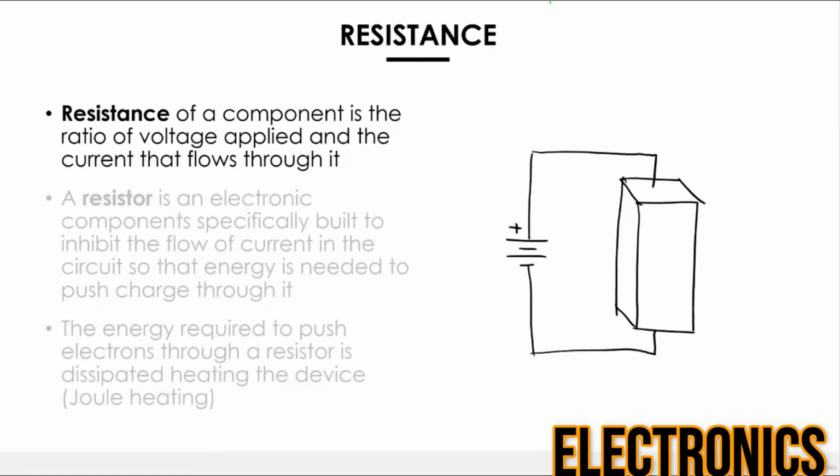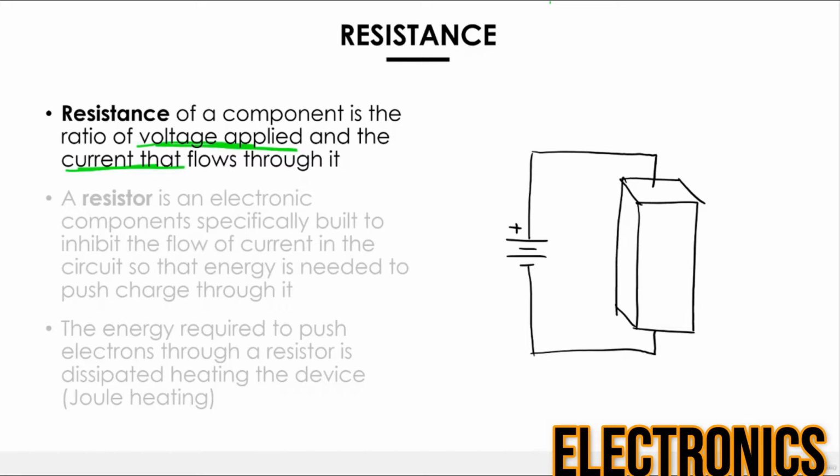What is resistance? The resistance of a component is the ratio of the voltage applied and the current that flows through it. So if you take a device, you apply a certain voltage to it, you measure the current that goes through it as a result, and you make the ratio between the voltage and the current, what you get is the resistance.